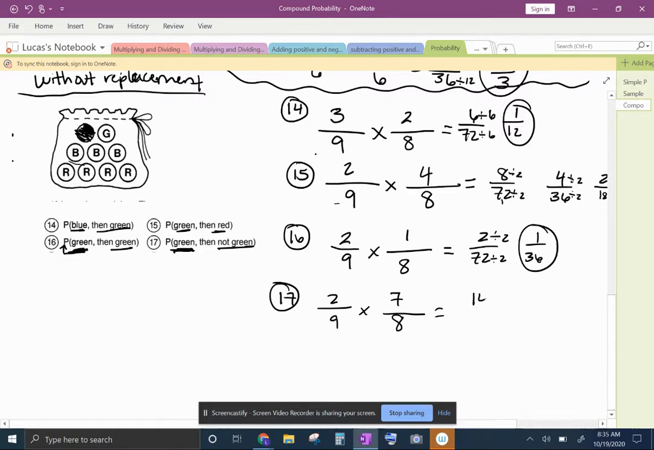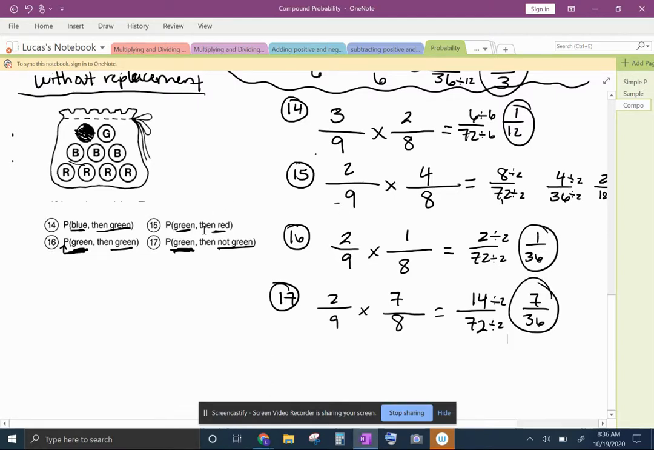So it's going to be 14 out of 72. And you could reduce this. We could reduce this by 2. Okay, that would be 7/36. Okay, and I believe that's all you could do there.